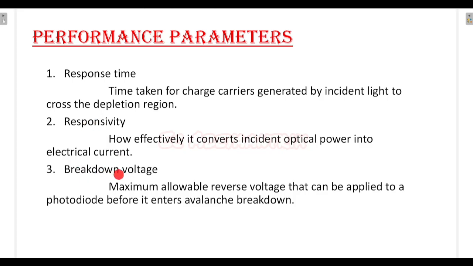And the third parameter is breakdown voltage. This is the maximum allowable reverse voltage that can be applied to your photodiode before it enters avalanche breakdown. That maximum reverse voltage is called breakdown voltage. After that breakdown voltage, it enters another mode of operation called avalanche breakdown, and it generates more photocarriers, and as a result, more photocurrent flows through the photodiode.